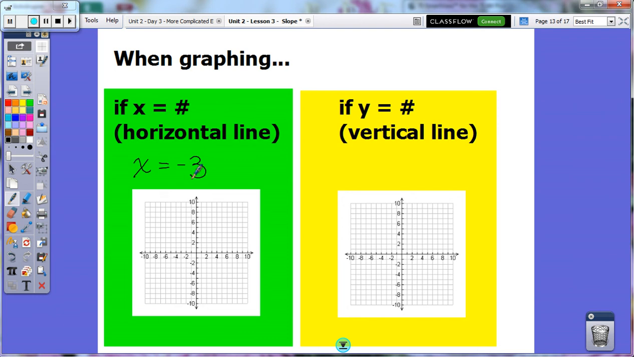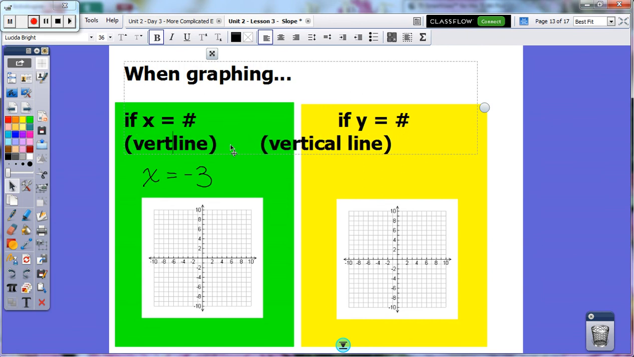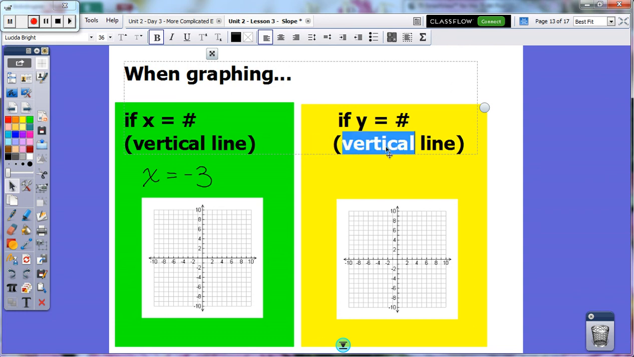I messed up these notes. Oh my goodness, that's kind of embarrassing. Let me see if I can switch this. Guys, if it's x is equal to, it's a vertical line. Make sure you fix that up. And if it's y is equal to, it's a horizontal line.